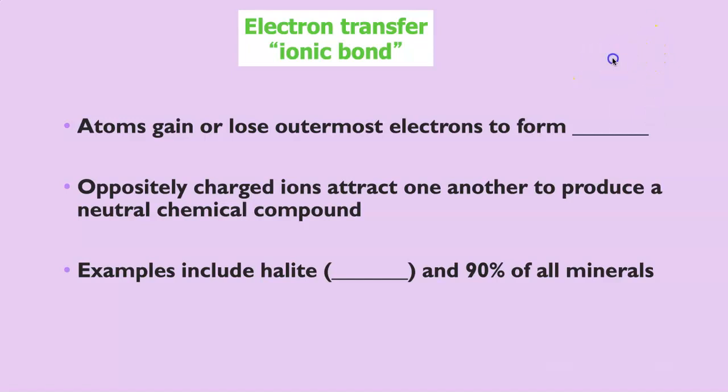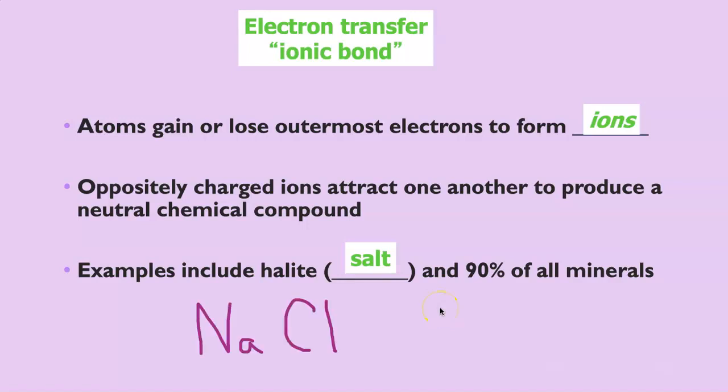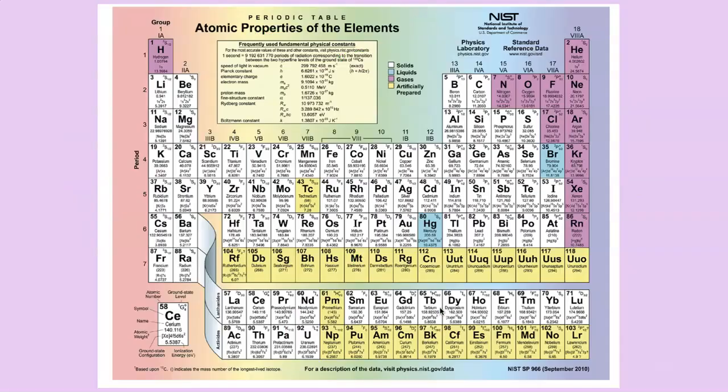An ionic bond is a bit weaker, and when atoms lose or gain electrons, they form ions. And if you have a positive ion and a negative ion, they actually attract each other and form a compound. Examples include salt. The mineral name for salt is halite, and you might be familiar with the chemical formula, sodium chloride. So let's take a look at this.